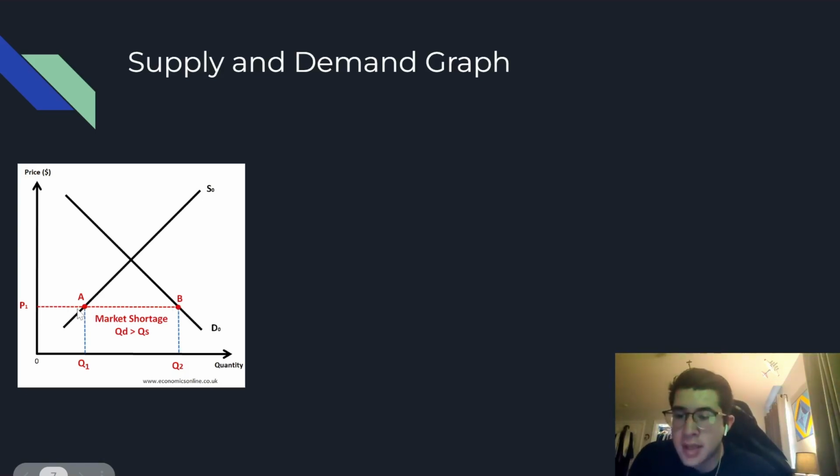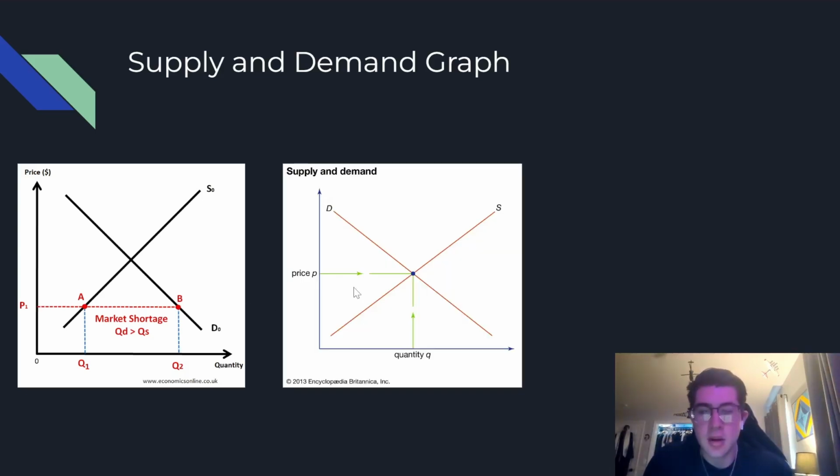Well, if the price is set at this P1 level, on the supply curve, we're only going to be producing this amount, right? However, at the P1 price level, the quantity demanded is going to be much greater than the quantity supplied. So what does this lead to? A market shortage, right? Because the quantity demanded is at Q2 because the price is cheap. However, the quantity supplied is at Q1 because it's not a high enough price for the suppliers to want to produce.